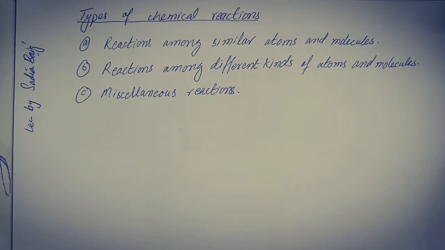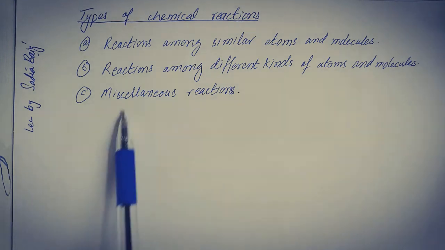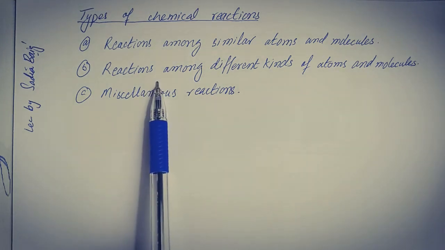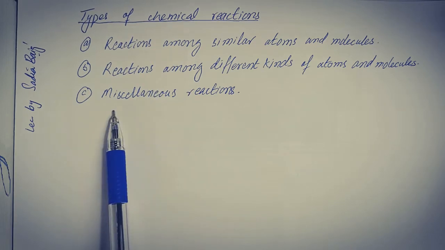Types of chemical reactions. A large number of different types of chemical reactions occur which can be distinguished from one another. Although some of these reactions are interrelated, they may be classified on the following basis. First one is reactions among similar atoms and molecules. B is reactions among different kinds of atoms and molecules. And C is miscellaneous reactions.